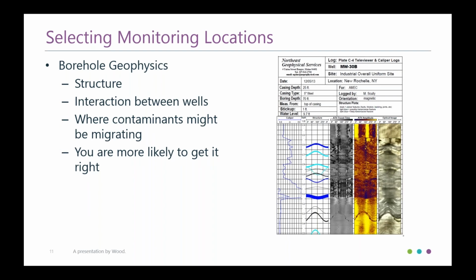At the other side, you have a series of pictures that came from a site in New York. You're seeing caliper, bedrock structure, and then optical televiewer on the other side. So this is giving you a picture of where the more transmissive zones are. So you can see that they start lining up.